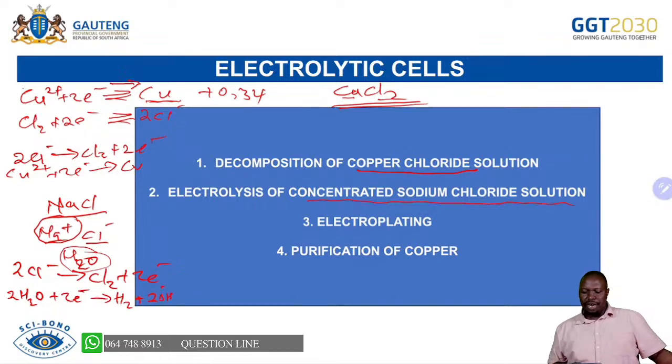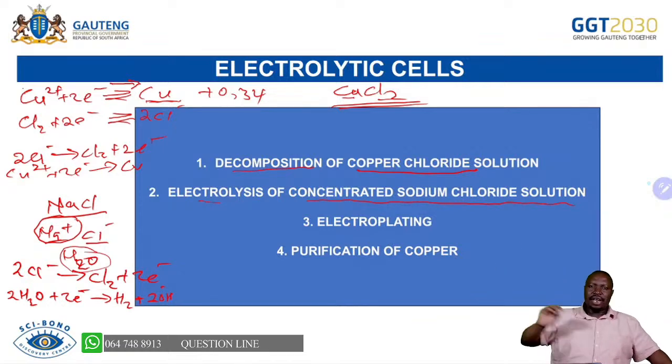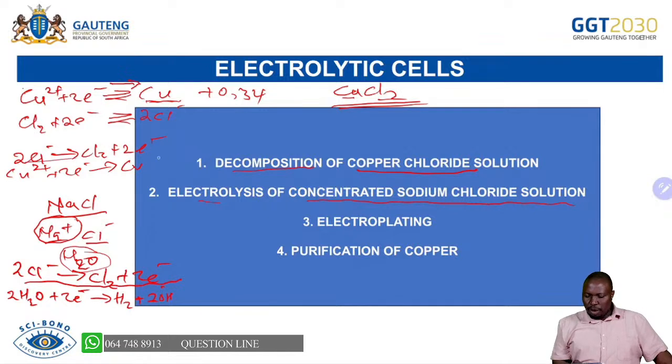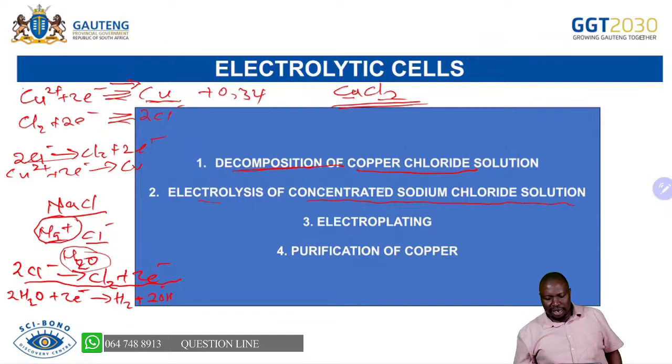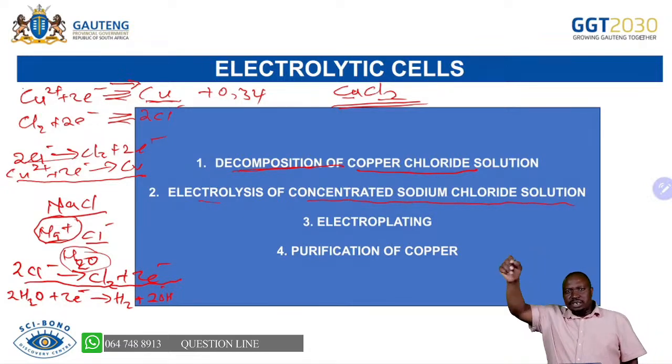So please don't forget that, if we have chlorine in these 2 processes, which are decomposition of copper chloride and electrolysis of concentrated sodium chloride, Cl2 will always be formed at the anode. So have that in mind. You know that at the anode, the reaction remains the same for the two reactions. At the cathode of the copper one, it is the Cu2+ that gains electrons, which means Cu2+ is a stronger oxidizing agent than water.